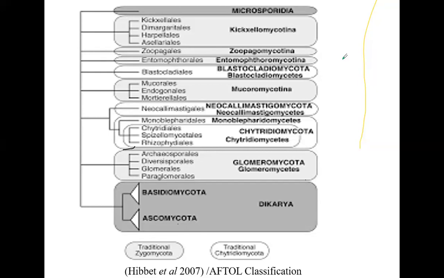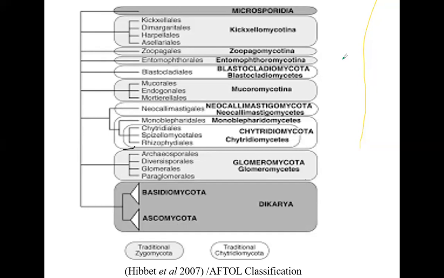Here, the AFTOL classification is called a phylogenetic classification. AFTOL means Assembling the Fungal Tree of Life, a group. The head of this group is Hibbett, that's why it is also called the Hibbett classification. There, they categorize based upon the phylogenetic tree. They divided the fungi into various groups.